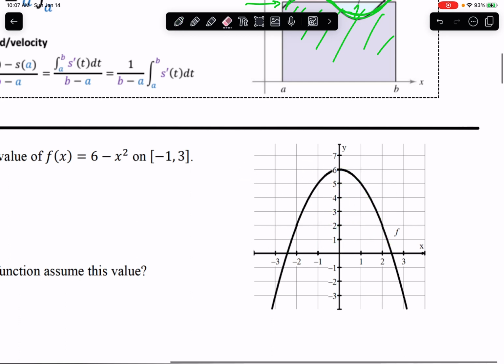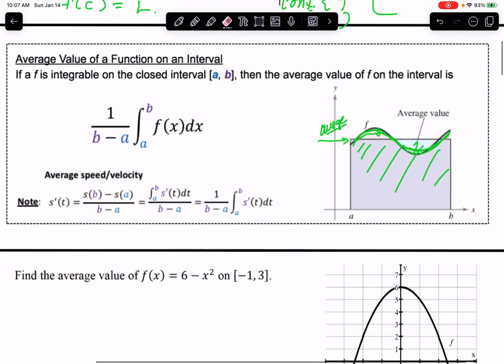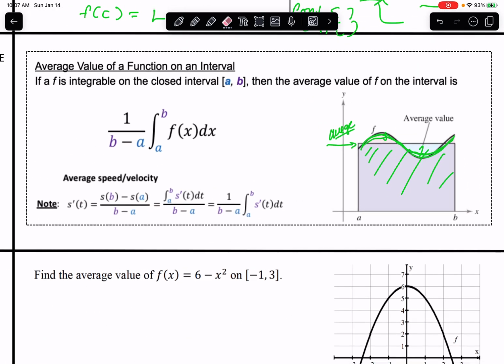Now that we can visualize the average value, let's see what it is. The average value of a function on a closed interval is 1 over b minus a times the integral from a to b of the function.